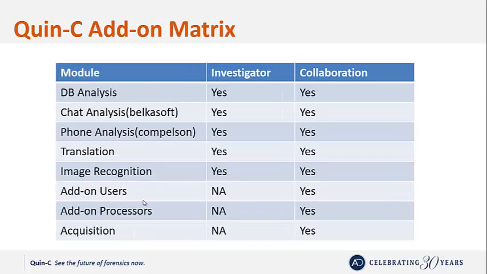But we'll see that on this screen here. These are the Quincy add-on modules. It's the add-on matrix. You can see the modules running down the left and whether they're available in the products right under these columns. You've got database analysis module, chat analysis, which is Belkasoft, phone analysis, which is Compelson, translation, image recognition, add-on users, add-on processors, and acquisition. I think it's probably unfair to call these additional modules, but there are potentially additional expenses, so I wanted to at least highlight them so that nobody ends up being surprised.